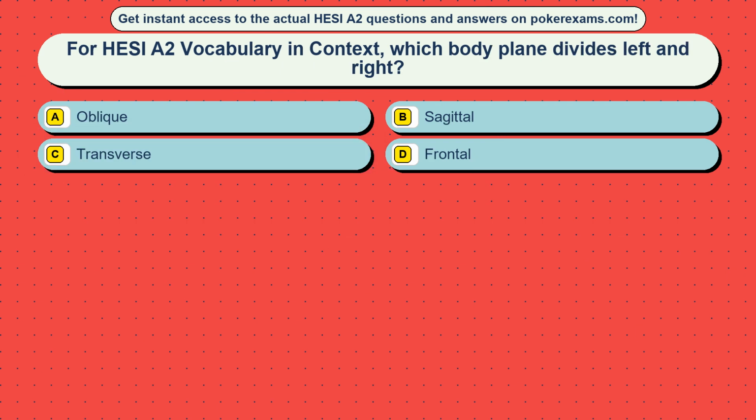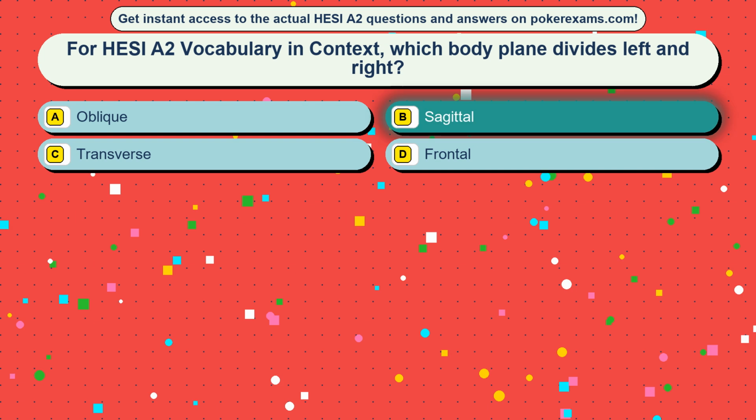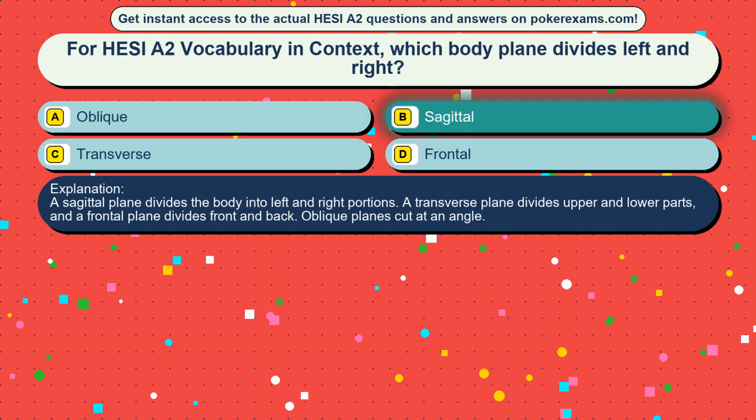Question 32. For HESI A2 vocabulary in context, which body plane divides left and right? Option A, oblique. Option B, sagittal. Option C, transverse. Option D, frontal. The correct answer is option B, sagittal. A sagittal plane divides the body into left and right portions. A transverse plane divides upper and lower parts, and a frontal plane divides front and back. Oblique planes cut at an angle.